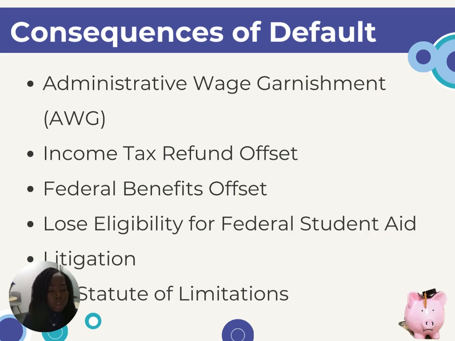It's important to note that federal student loans do not have a statute of limitations. A statute of limitations is the law that puts a time limit on how long a lender can come after you for a private loan. So, for example, in New York, it's 3 years. So, if it's been 3 years since your last payment and the lender hasn't sued you, then they are what's called time barred from trying to collect on the debt.